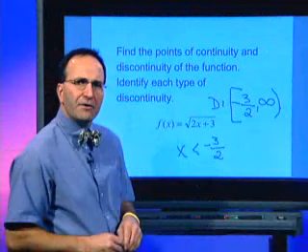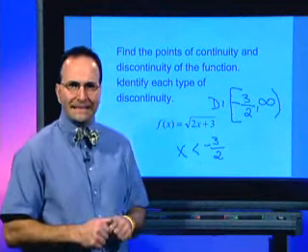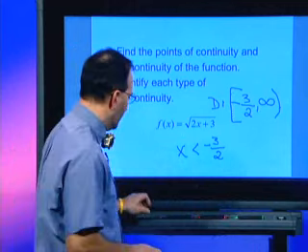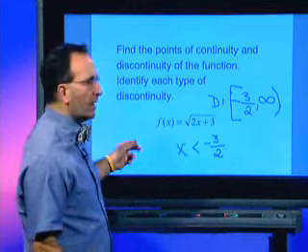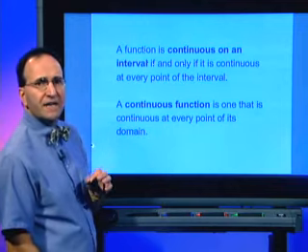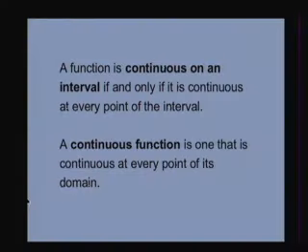Now, we can carry this continuity at a point idea to a function over a whole interval, and we can do that as follows. A function is continuous on an interval if and only if it is continuous at every point of the interval. A continuous function is one that is continuous at every point of its domain.